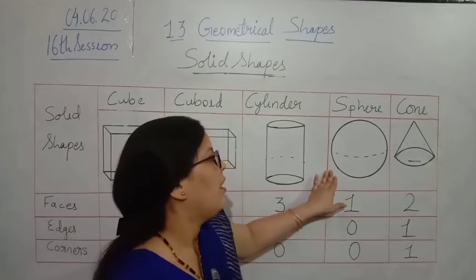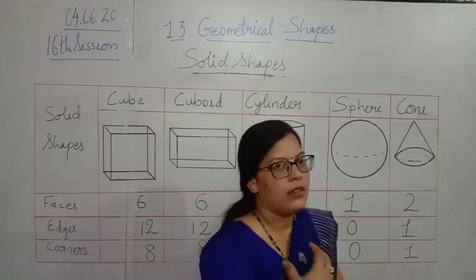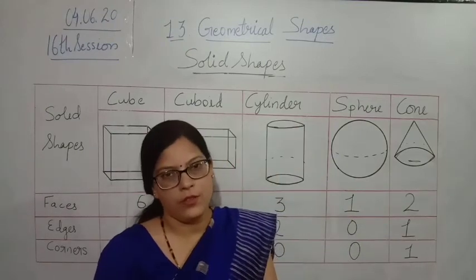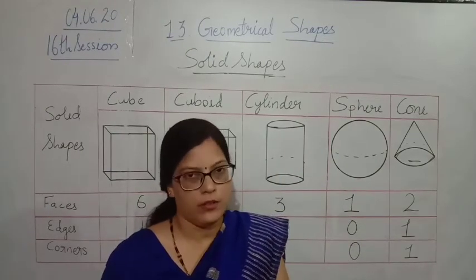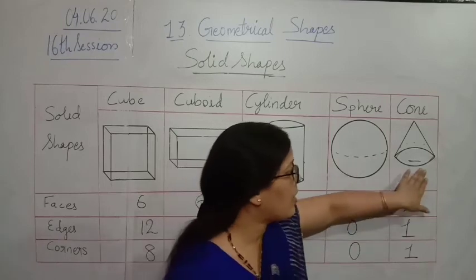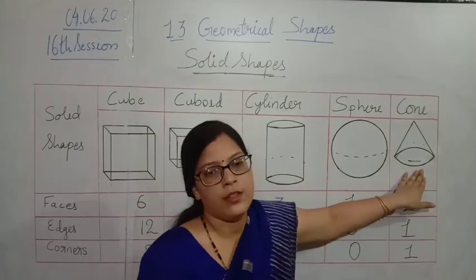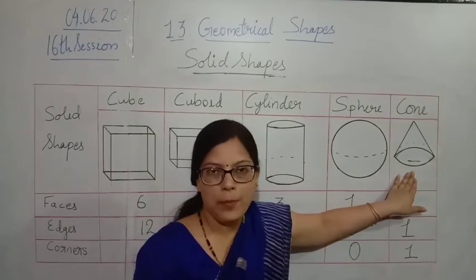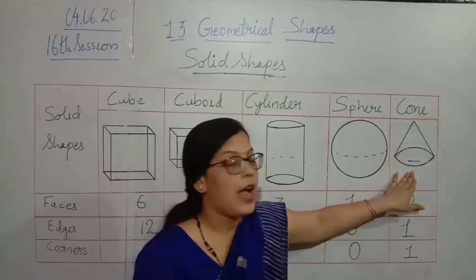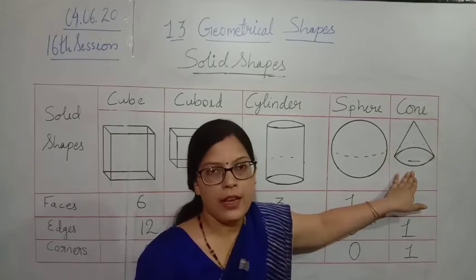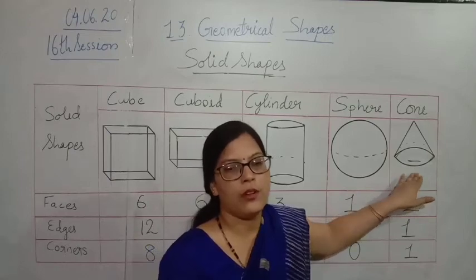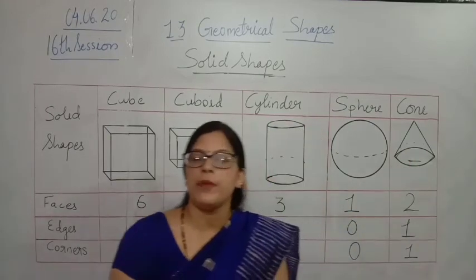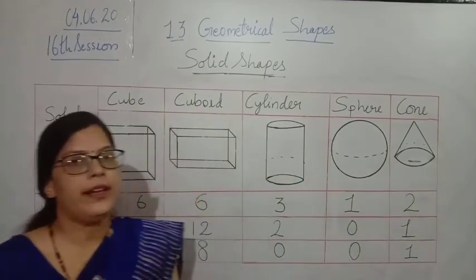Which has curved face, which looks like a ball. Then examples of cone are birthday cap, ice cream cone, funnel, as I have shown you. So these are the examples of all these solid shapes.